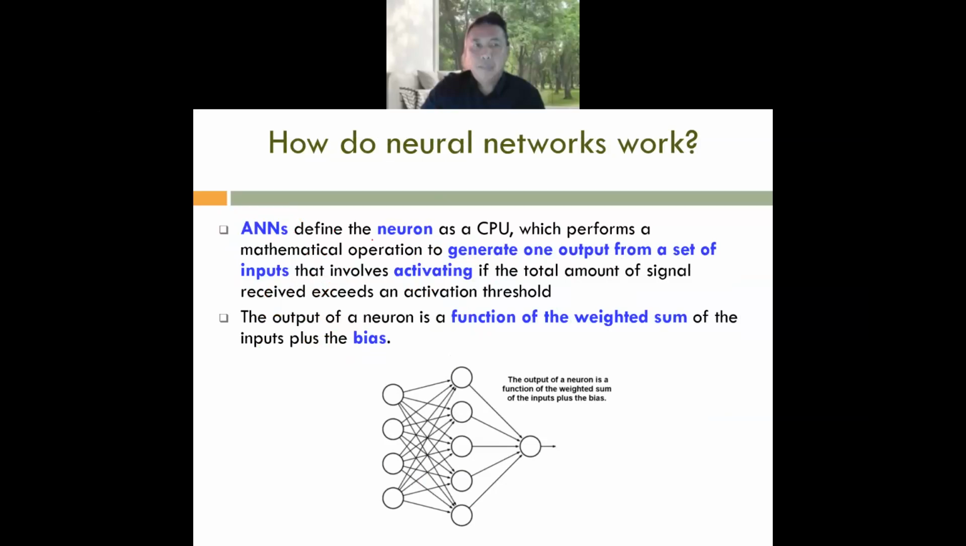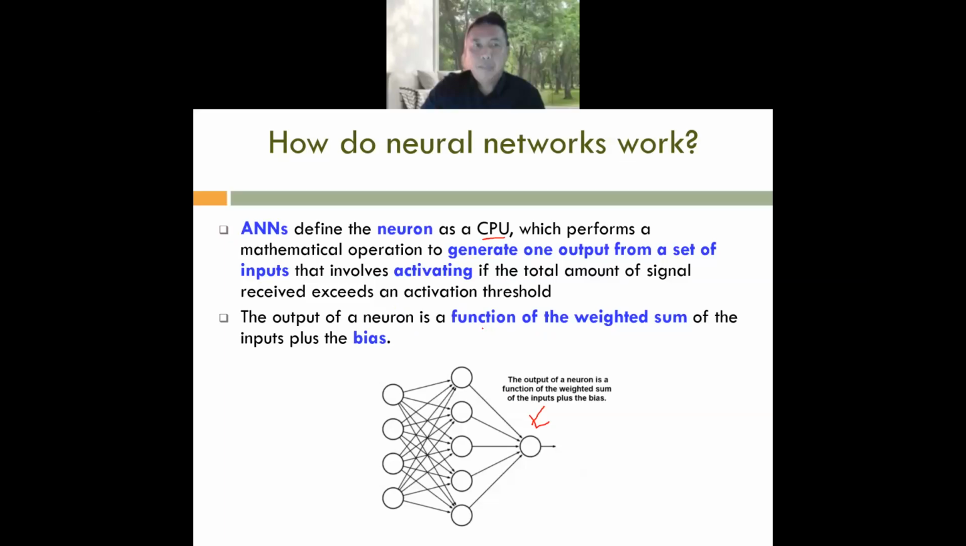In ANN, we define the neuron as the CPU because it processes all the input, and then performs a mathematical operation to generate one output. So your output is here. Depending on the activation function that we use, it will trigger or fire the output. And the output of a neuron is a function of the weighted sum, meaning that given the input that we have, each input will have its own weightage.